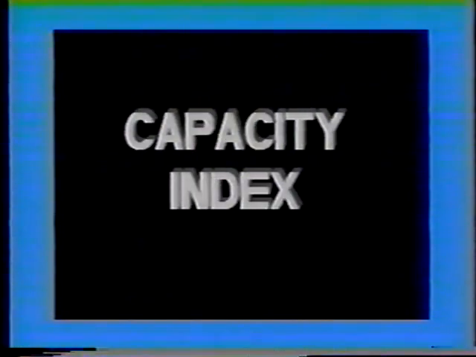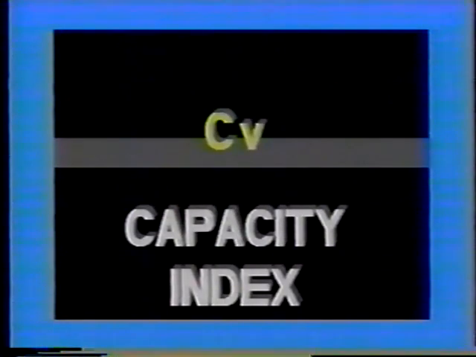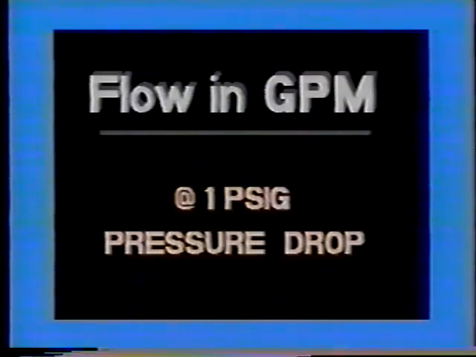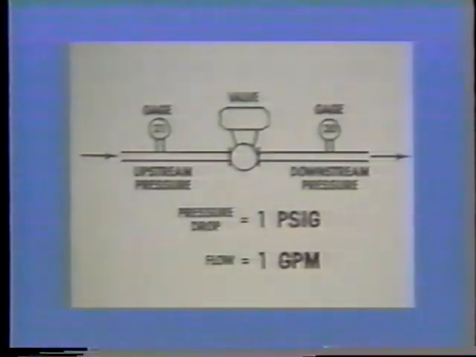While discussing terminology, another very important aspect of valve selection is valve capacity, or the capacity index of a given valve. The accepted acronym for capacity index is CV. The capacity index is a reference to the flow through a valve in gallons per minute, or GPM, at a 1 psig pressure drop. Pressure drop is measured as the difference between the upstream, or inlet pressure, and the downstream, or outlet pressure of a valve.